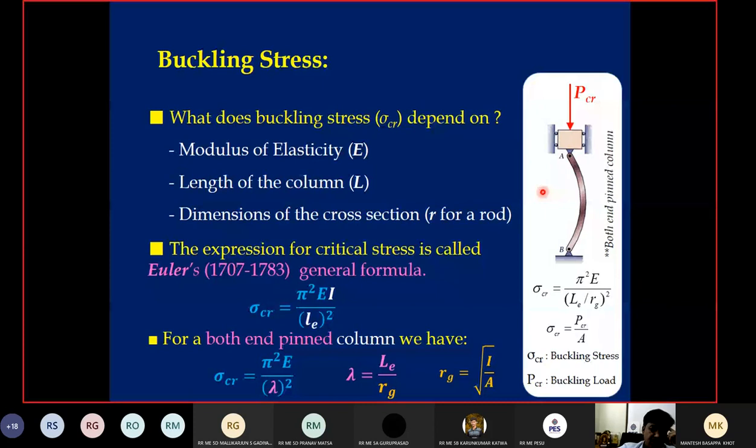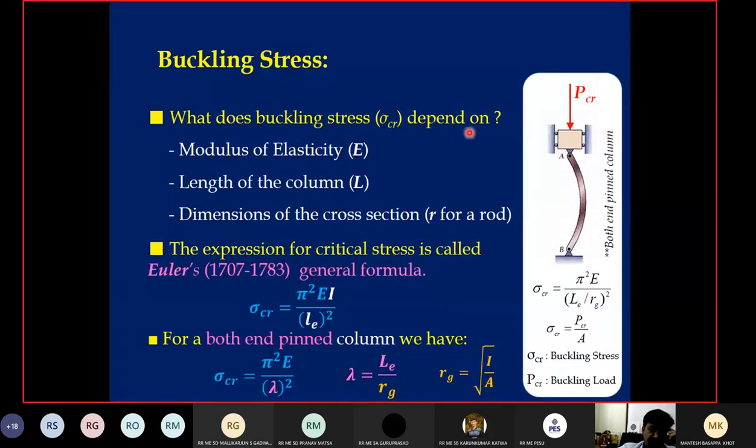But some people know this radius of gyration as root of I by A. This is a very important factor that affects the column, and that is also going to affect the slenderness ratio, as well as the boundary condition. Thereby, the buckling stress depends on the dimensional cross-section area. That means we are talking about the slenderness ratio as well as the boundary conditions.